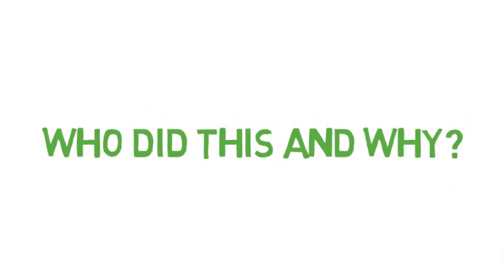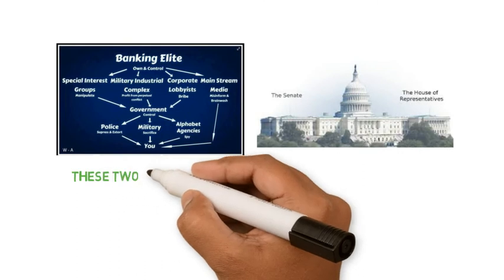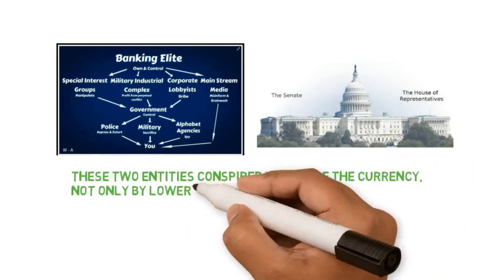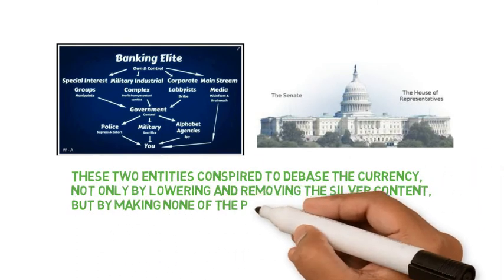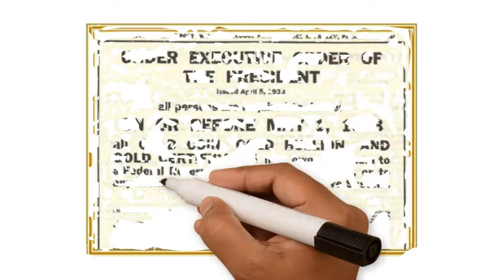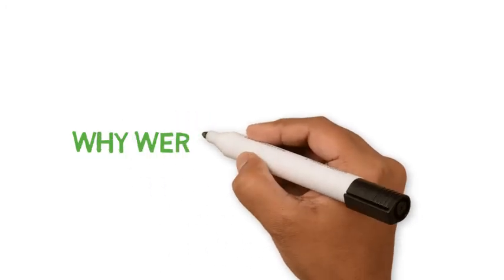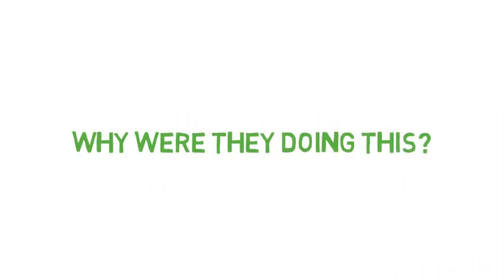So the question to ask yourself is, who did this and why? Well, the answer to the question is this: elite banks and the U.S. Congress. These 2 entities conspired to debase the currency not only by lowering and removing the silver content, but by making none of the paper silver certificates redeemable in silver any longer. They had already accomplished this with gold certificates long ago. Now they were robbing the U.S. citizens of their silver. Why were they doing this is the question.